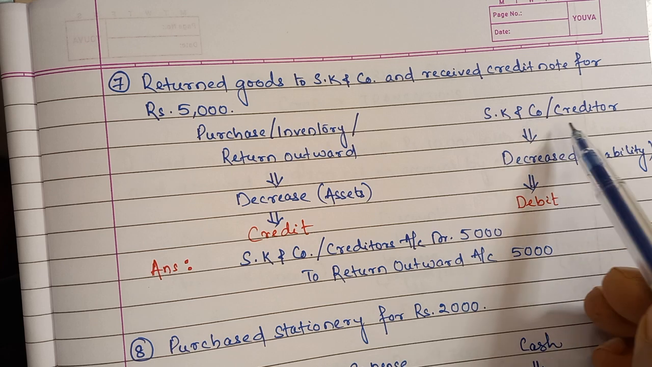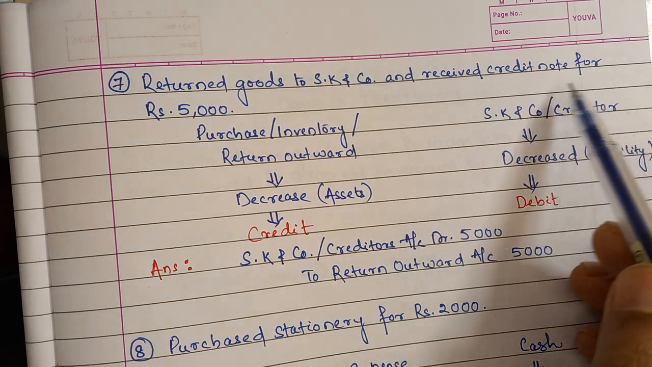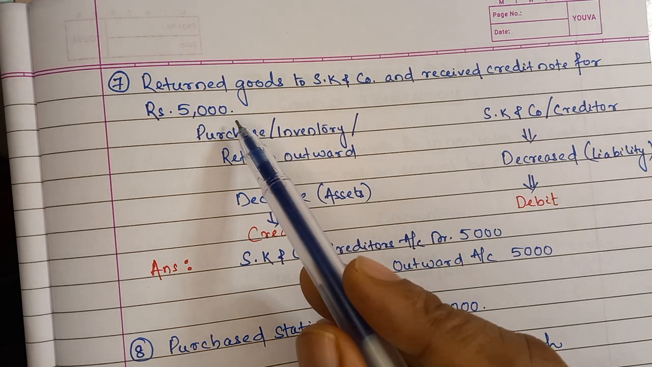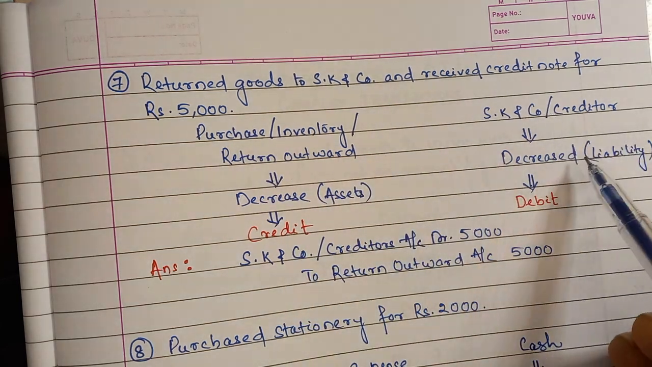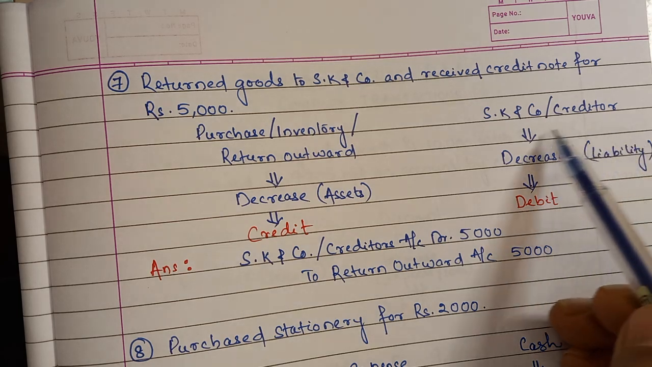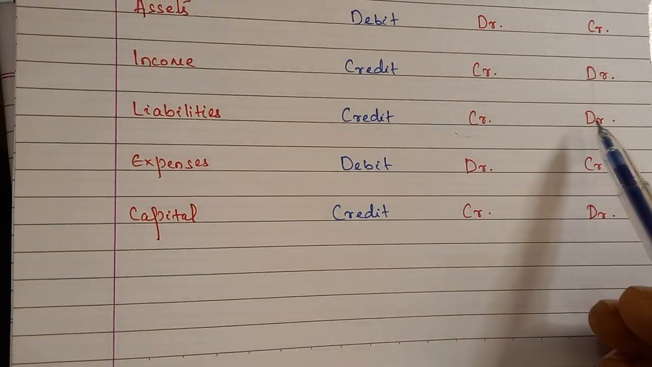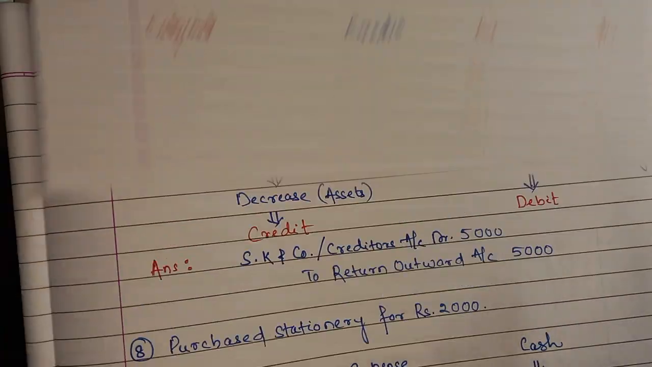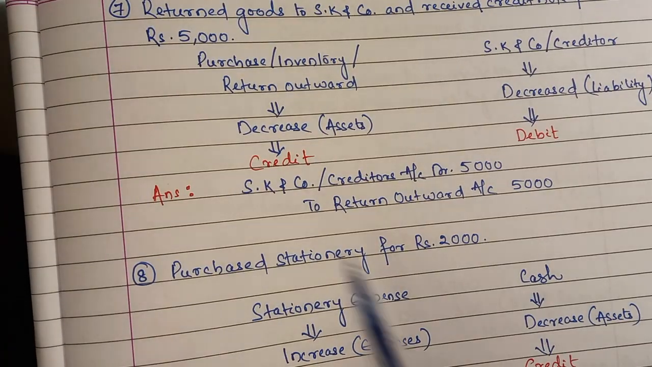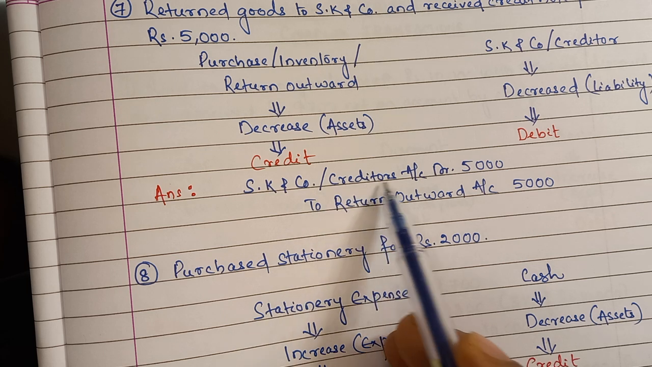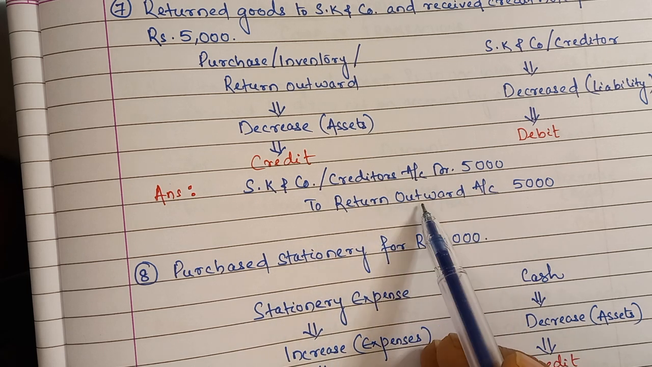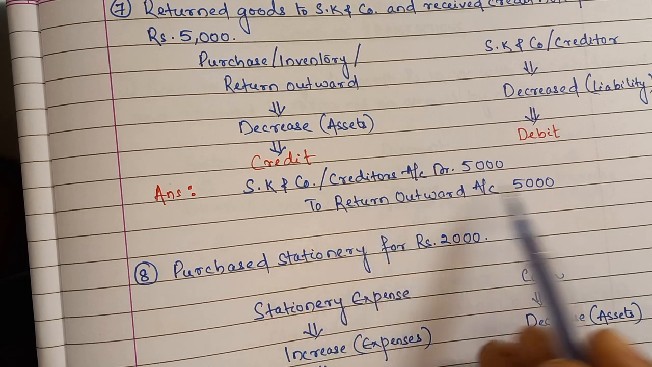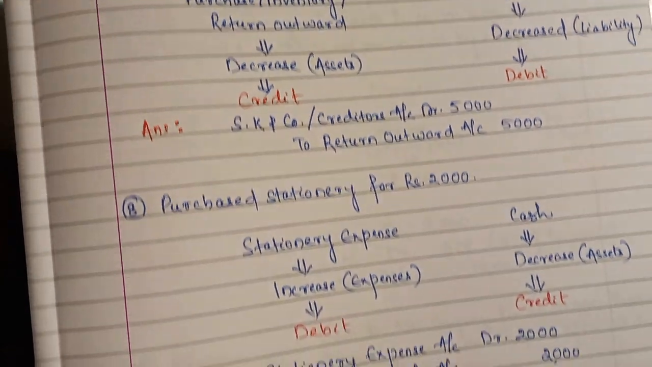Now SK and Co, who was a liability, who was a creditor and shown as a liability, will decrease because I am not going to pay him for this 5,000 rupees because I am returning back the goods. So liability decreased here, right? When liability decreases, it will be debit. Any increase in liability is credit. Any decrease in liability is debit. So what is the final journal entry we'll have? SK and Co, or you can say creditors account debit 5,000 to return outward account 5,000. Return outward account 5,000. Correct? Assets decrease is credit.